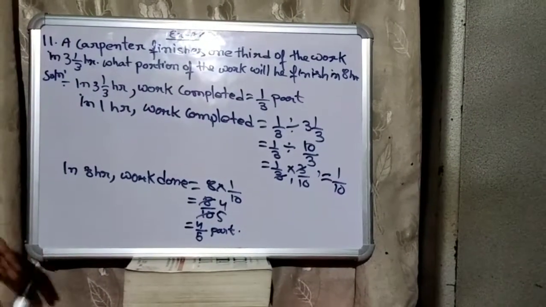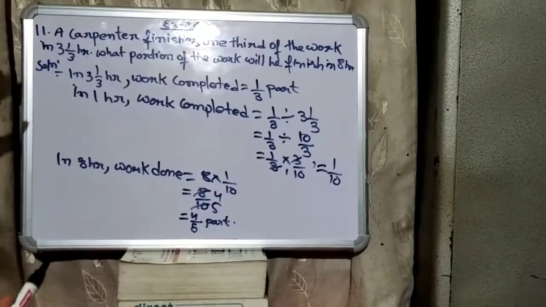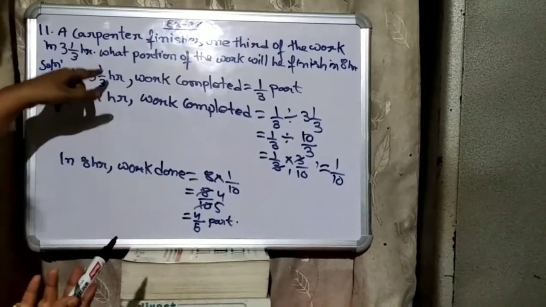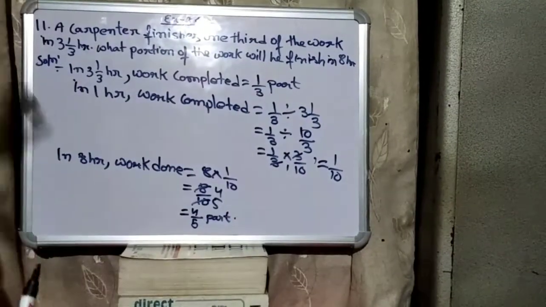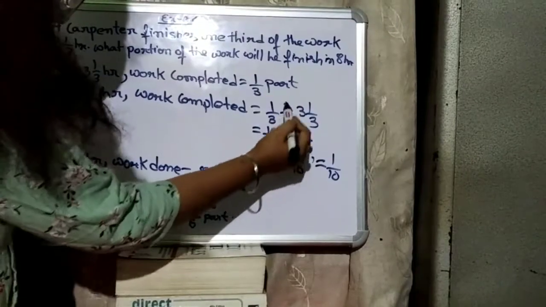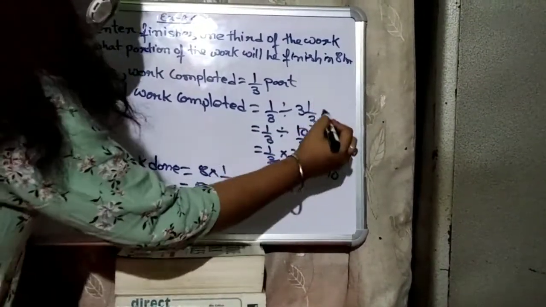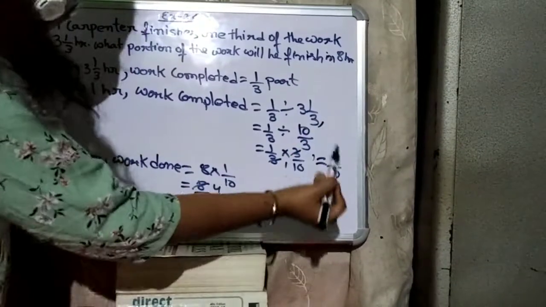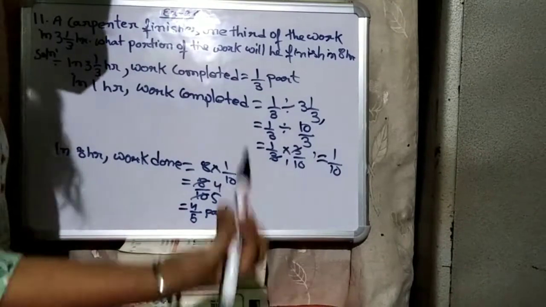This question I have solved already. Now I am going to explain you how I have solved. You see, in 3 1/3 hours work completed how much? 1/3 part. So in 1 hour, how much the work will be completed? This 1/3 will be divided by 3 1/3. Now you see this number is in the form of a mixed fraction. Now you will convert this mixed fraction into proper or improper fraction.